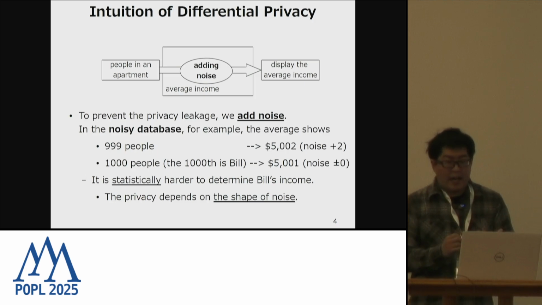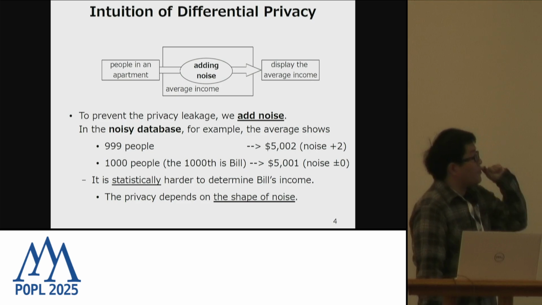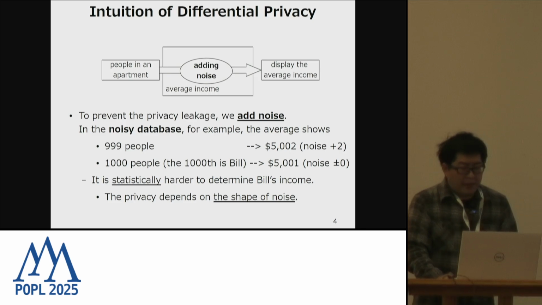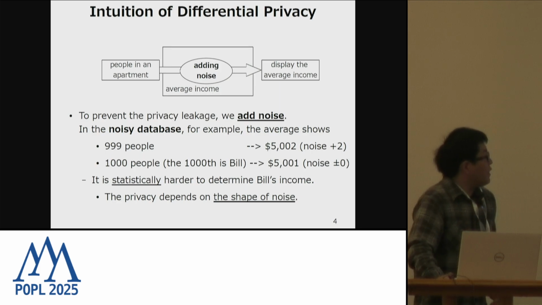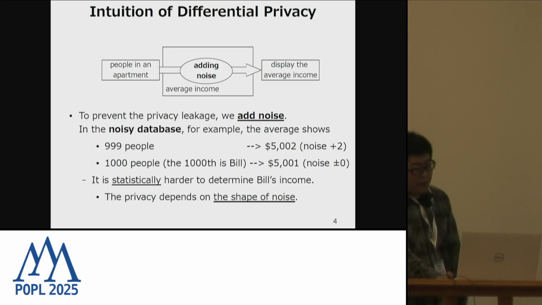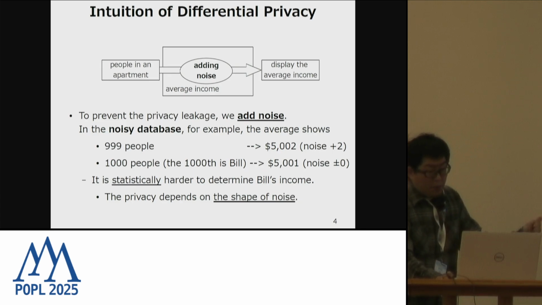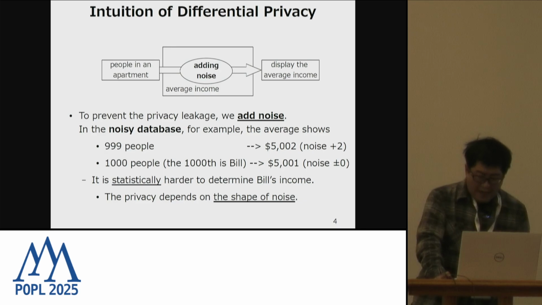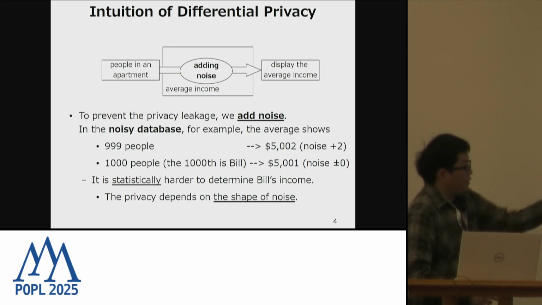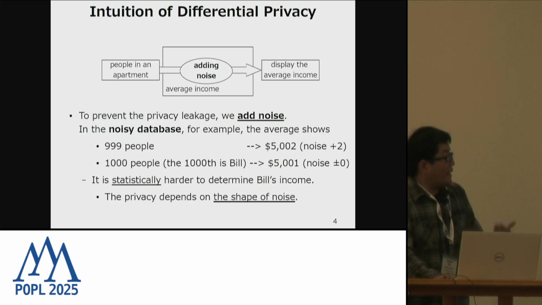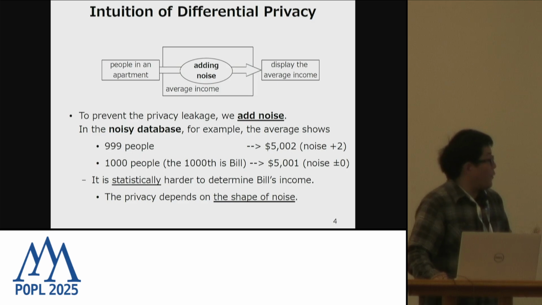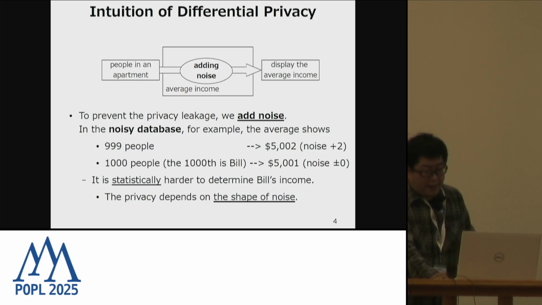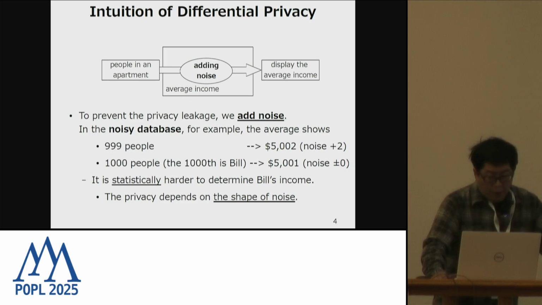To prevent such privacy leakage, we can add noise to the query of average income. So in such noisy query, for example, the average shows as follows. In the case of 999 people, the query shows the $5,000 plus 2. Here, the noise is plus 2. And in the case of 1,000 people, the last person is Bill. The average shows the 5,000 plus 1. Here, the noise is plus minus 0.